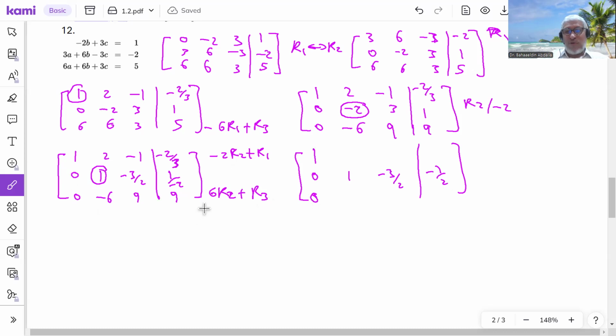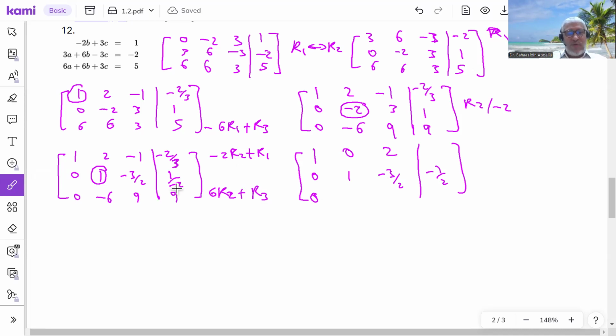And that's why if you follow these steps, you will not change column 1 again. Okay? You want to keep column 1, 1, 0, 0, of course. So you will do that if you follow exactly my steps. All right. So -2 plus 2, that's 0. -2 times -3 over 2 is 3. Plus minus 1, that's 2.